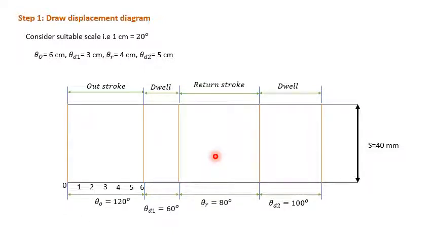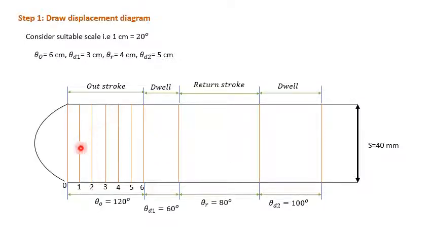First we have to divide the out stroke into 6 equal parts. Similarly, the return stroke also we have to divide into 6 equal parts. Once we divide the out stroke and return stroke into 6 equal parts, we have to draw lines from each number. So here 0, 1, 2, 3, 4, 5, 6. Like that we have numbered in the forward direction. Therefore from each number we have to draw the vertical line.